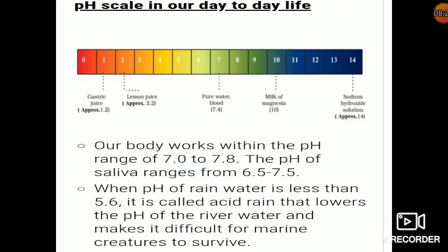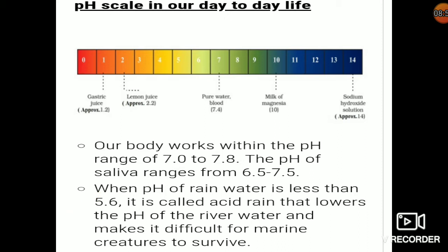Now we'll see the role of pH scale in our daily life. Our body works within the pH range of 7 to 7.8. That means our biological functions that are carried on provide the best efficiency between the pH range of 7 to 7.8. That means in the basic medium they work best. The pH of saliva is in between 6.5 to 7.5.